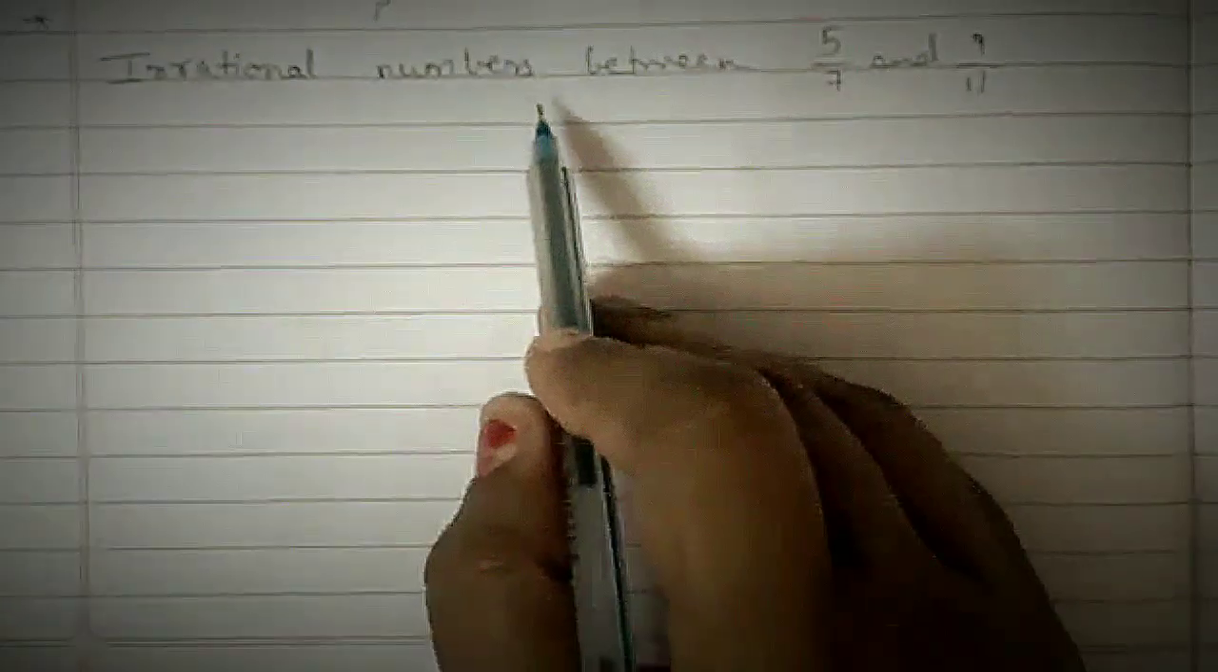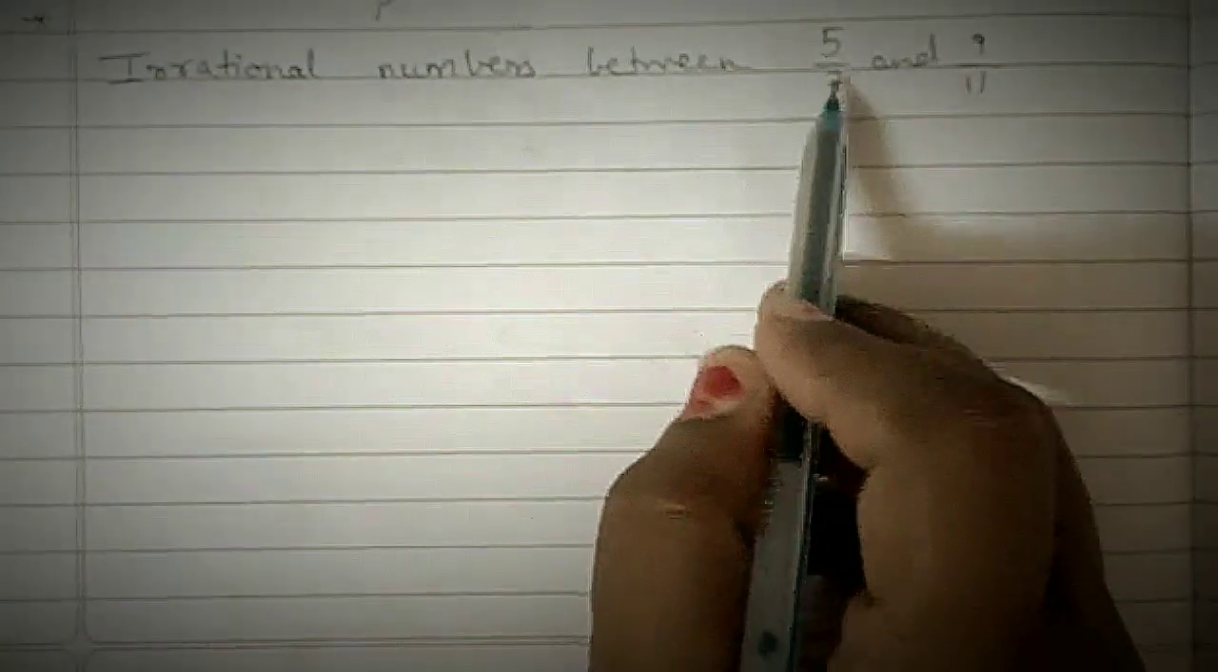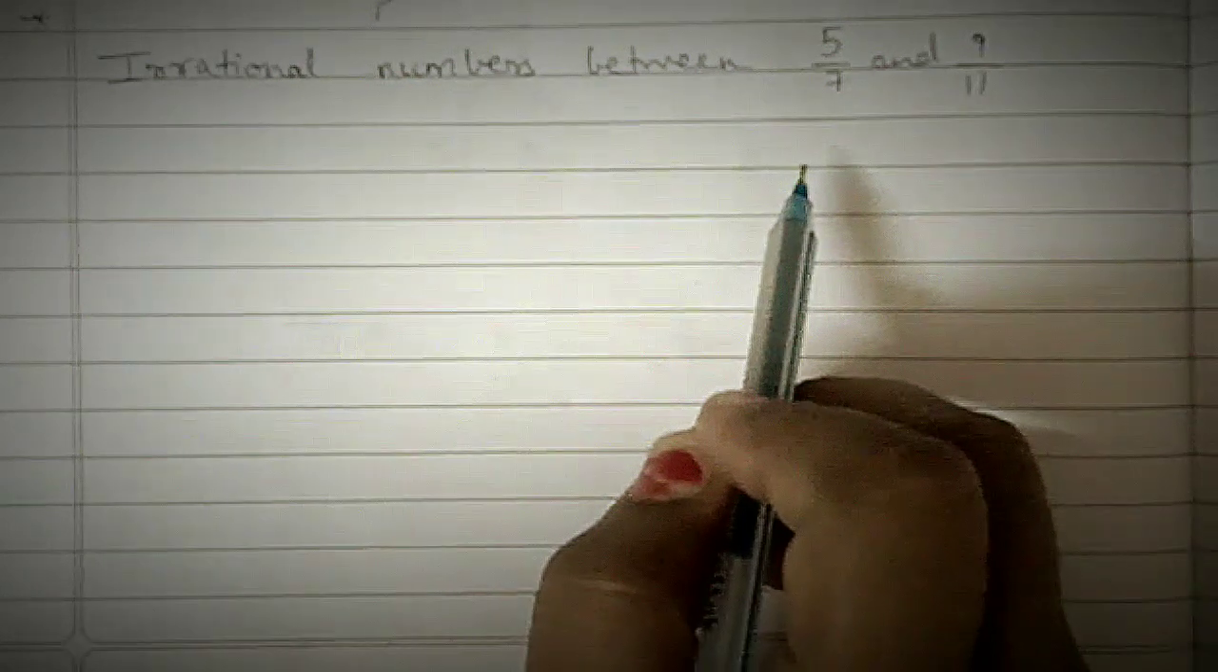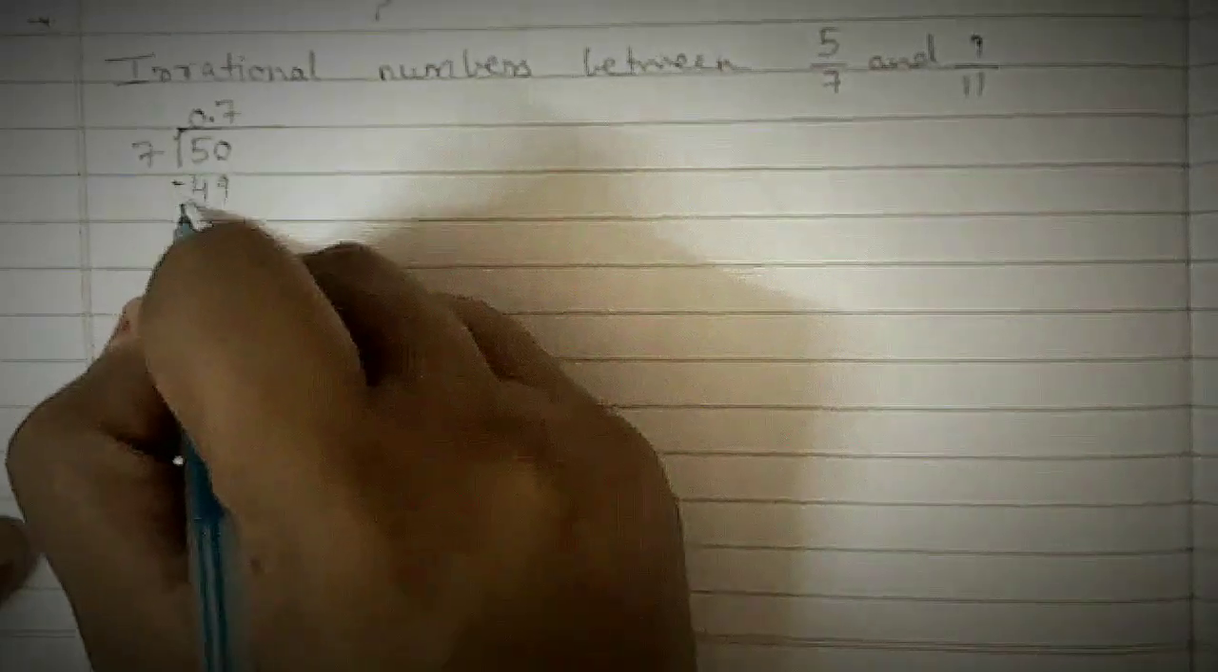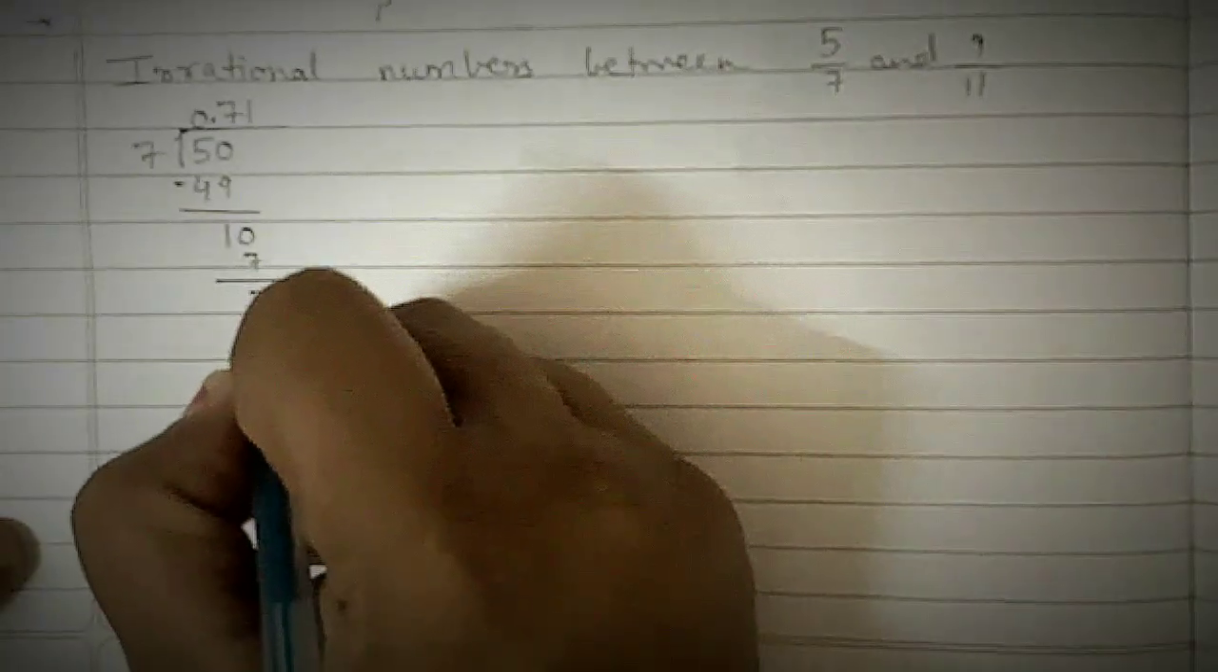Here we will be finding irrational numbers between 5 upon 7 and 9 upon 11. So the first thing is to divide 5 by 7. Please look here. As 5 is not divisible, we'll make it 50, and in the quotient I'll write 0 point, right? 7 sevens are 49. 1 is left out. Again 7 ones are 7. This is simple division. You people know the division method, right?